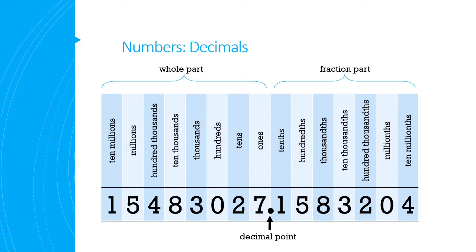The value of each place increases as you go to the left and decreases as you move toward the right. Each place value is 10 times the place immediately to its right. And a digit in the tens place, for instance, counts for 10 times as much as the same digit in the ones place.